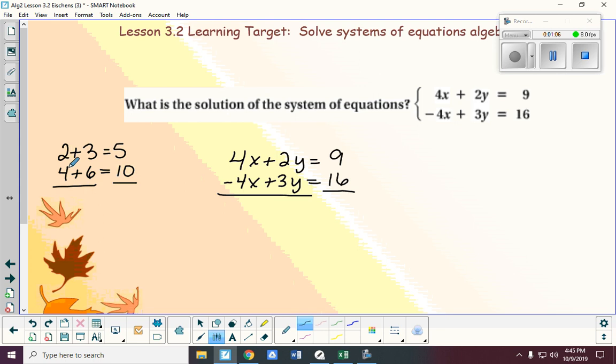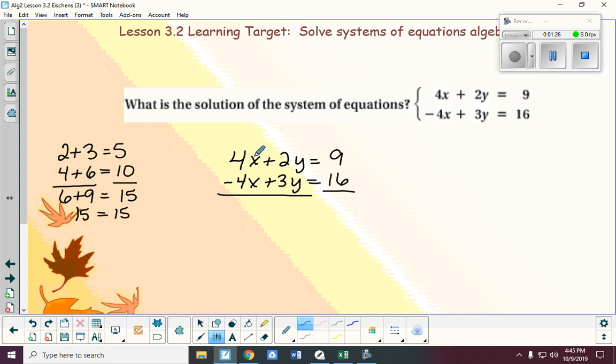Now, look what happens. If you add 2 and 4, you get 6. If you add 3 plus 6, you get 9. And over here, if you add 10 plus 5, you get 15. And indeed, 15 does equal 15, so you still have an equality. So we're going to use that idea to solve using elimination.